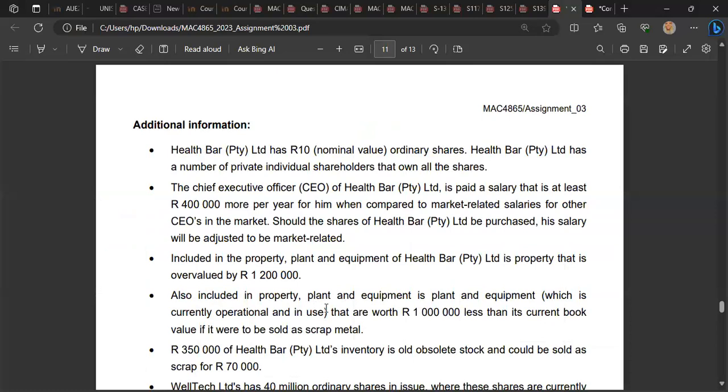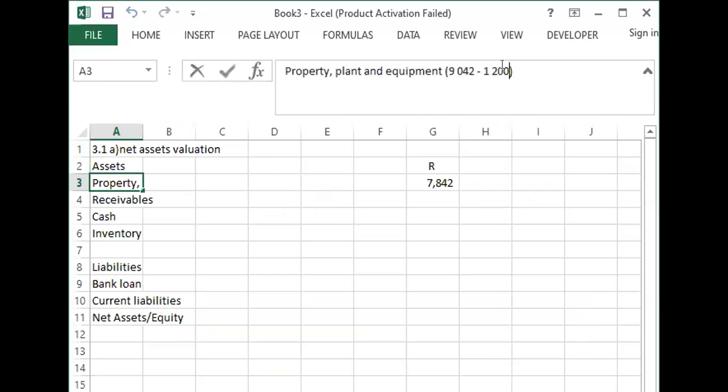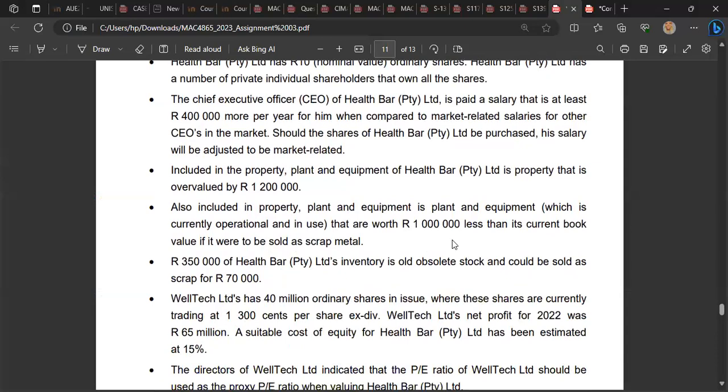So also included in the property, plant and equipment, which is currently operational and in use, is plant and equipment that is worth 1 million less than the current book value. Okay, so which means we got excited too soon. So there is another deduction that goes in, so minus 1 million. Let's check maybe there's something else. So we've done 1.2, we've done 1,000.